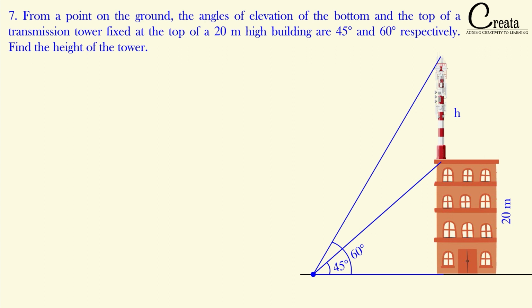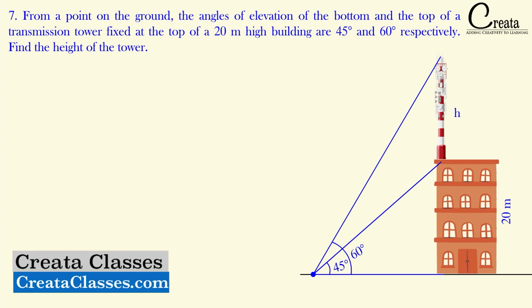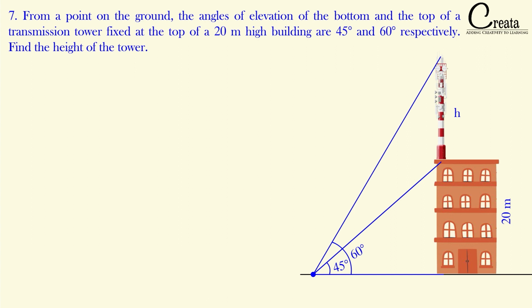The angle of elevation is when we are looking upward, and this angle is with respect to the horizontal line. Do not make the common mistake of taking this angle with respect to the vertical line. Further, let's assume this point as point A, and also take the building as BC and the transmission tower as CD. We got 4 points A, B, C and D, and in this question we have to find the height of the transmission tower. So we have observed the question, we have visualized the question.